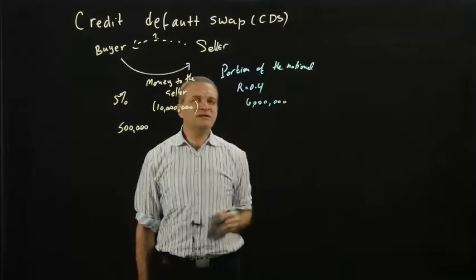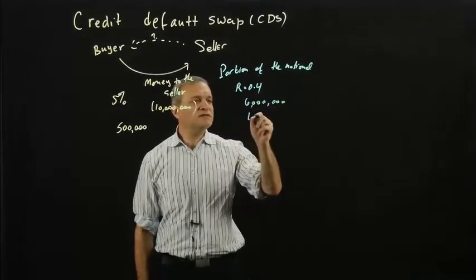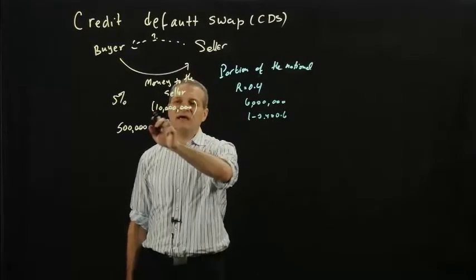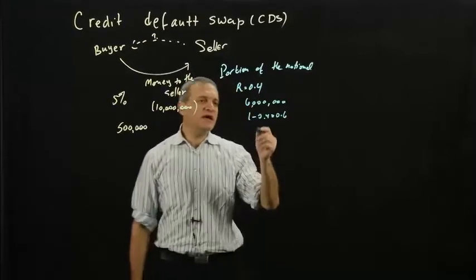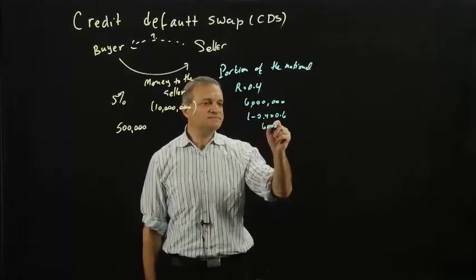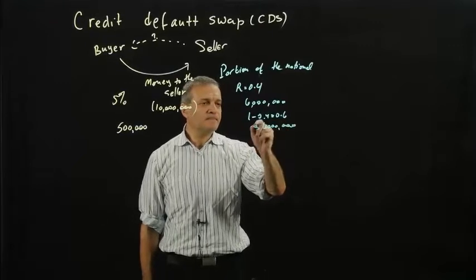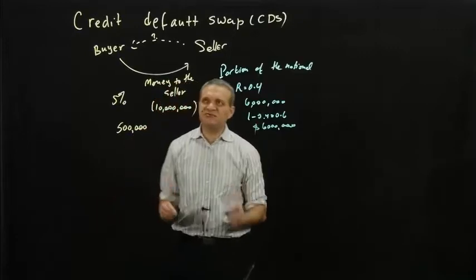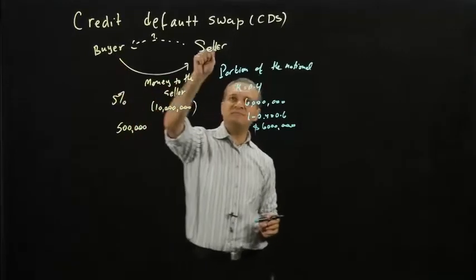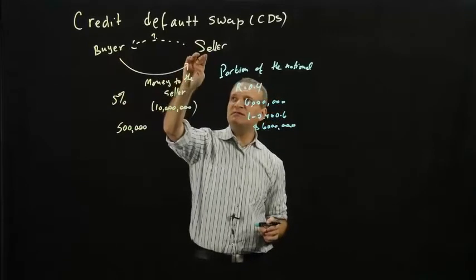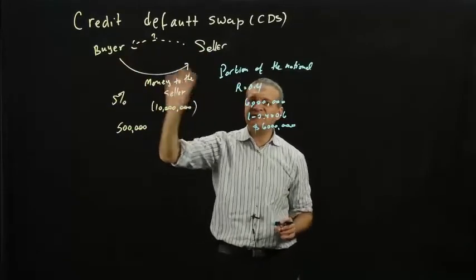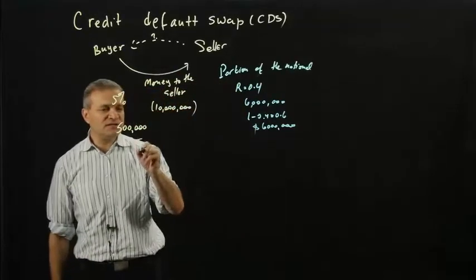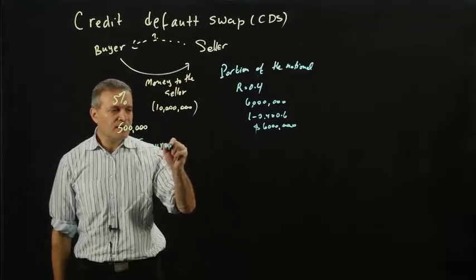How do I calculate this $6 million? Well, 1 minus 0.4 is 0.6, times 10 million, which is the original notional, it would be $6 million. So that's basically the contract. The contract is pretty straightforward. I'm a buyer, I'm giving money to the seller, and then the seller gives money back to the buyer if something happens to the company. So we can think about this contract as insurance against default.